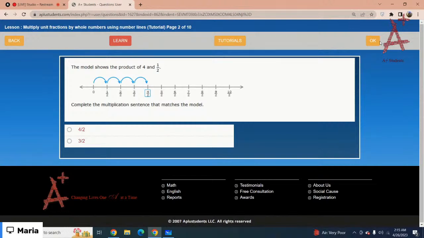You have to count forward by 1 over 2, and how many times? You have to count 4 times. You can see here 1, 2, 3, 4. You just have to count these arrows. So it would be 4 over 2. So the correct option is 4 over 2.